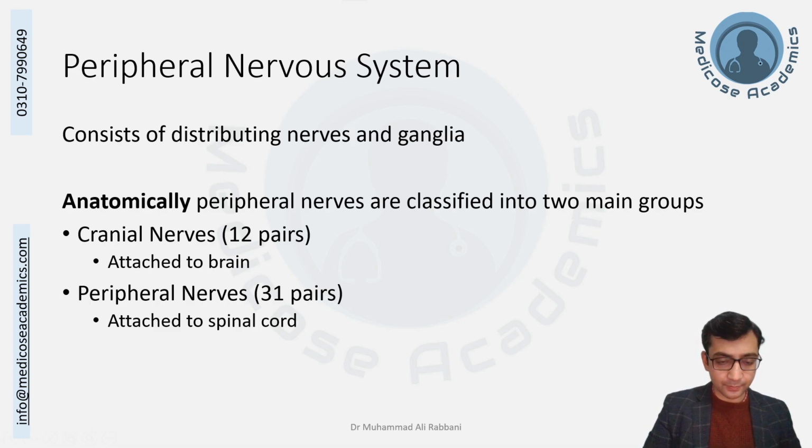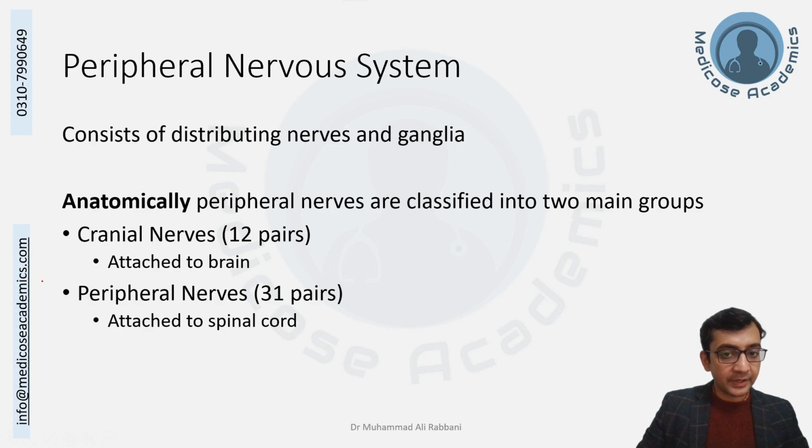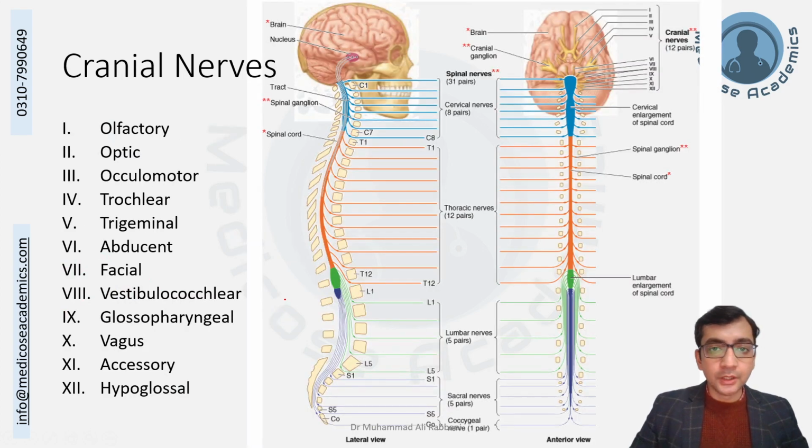There are 12 pairs. The other group is the peripheral nerves, or rather, instead of using the word peripheral, the correct word is spinal nerves. These are the nerves that are exiting from the spinal cord, and there are 31 pairs that exit from the spinal cord. So this is the cranial nerves.